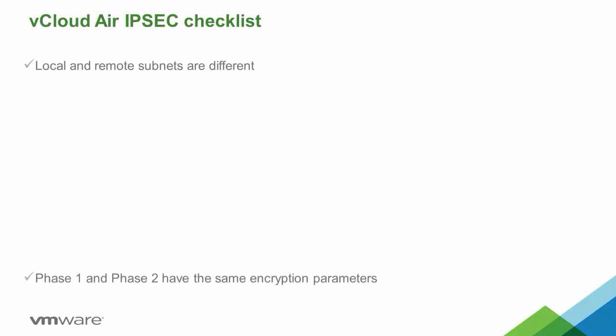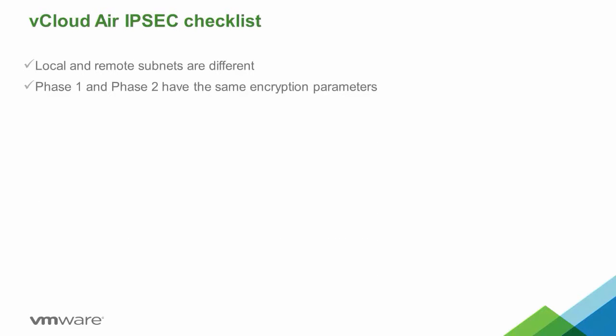We want to have phase 1 and phase 2 with the same encryption parameters. By default, the vShield Edge will enforce this, but third-party products may allow you to have different encryption protocols for different phases. We needed to have the same encryption for both phase 1 and phase 2.